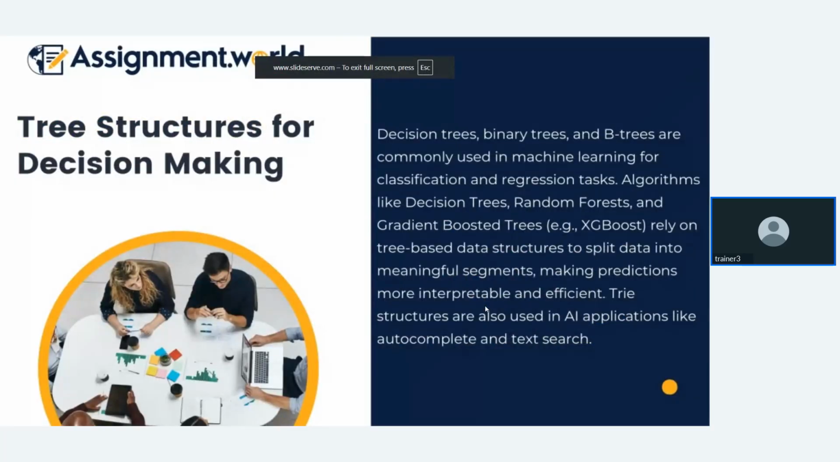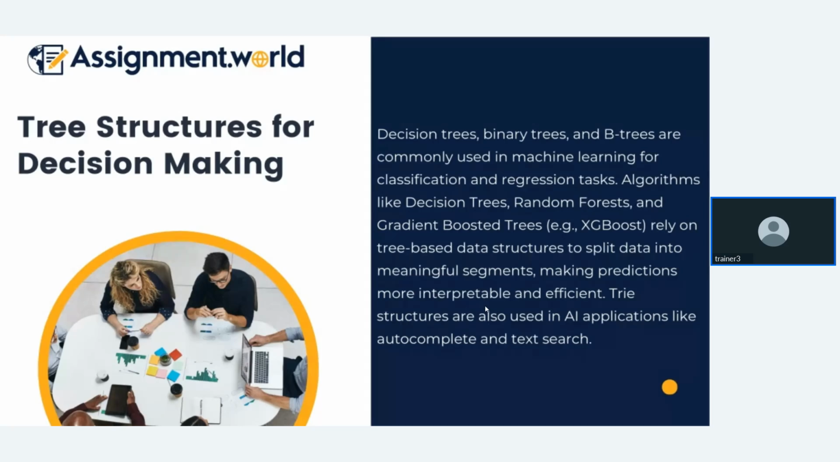The next thing is tree structures for decision making. Decision trees, binary trees, B trees, these are all various types of trees that are used. We probably use them mostly in machine learning. We also have heap trees, sort trees. We have various kinds of trees. These are used for classification and regression tasks. So CART tasks. I hope everyone's aware of this.